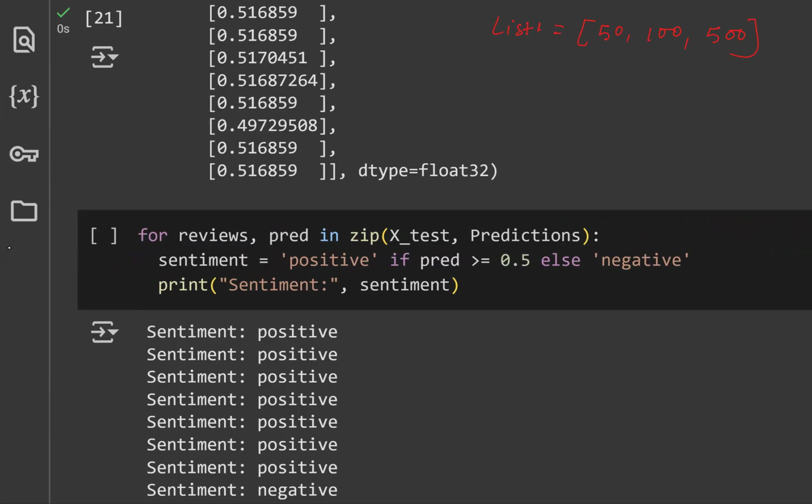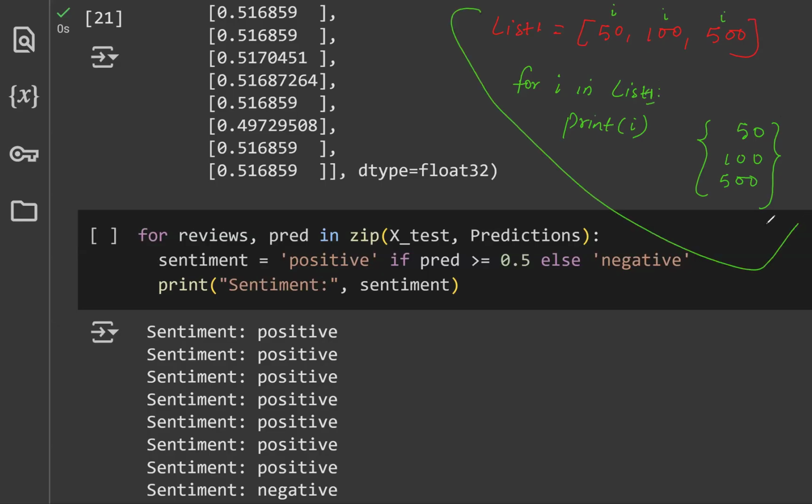So how can I write here? I will write for i in list 1, print i. So first i becomes this, then i becomes this, and then i becomes this. One by one, I will be getting the values. Agree, everyone? This output? Correct? Focus on this much. Clear how I got the output here?